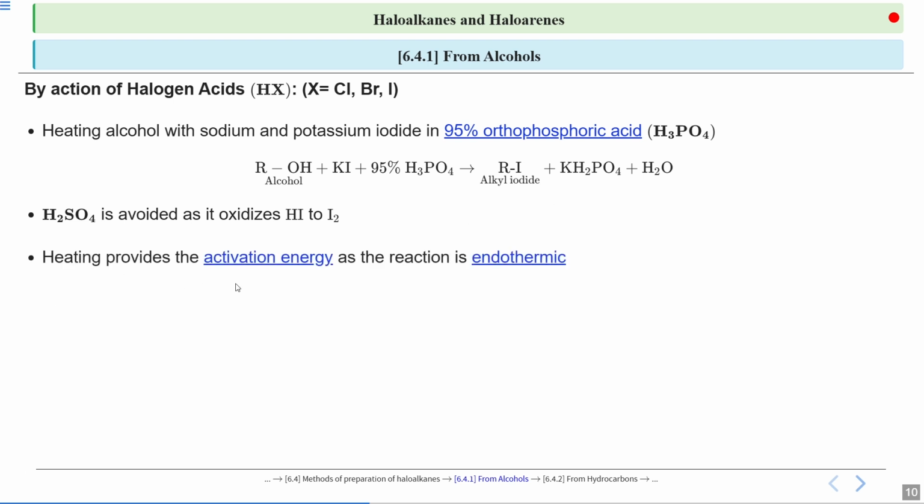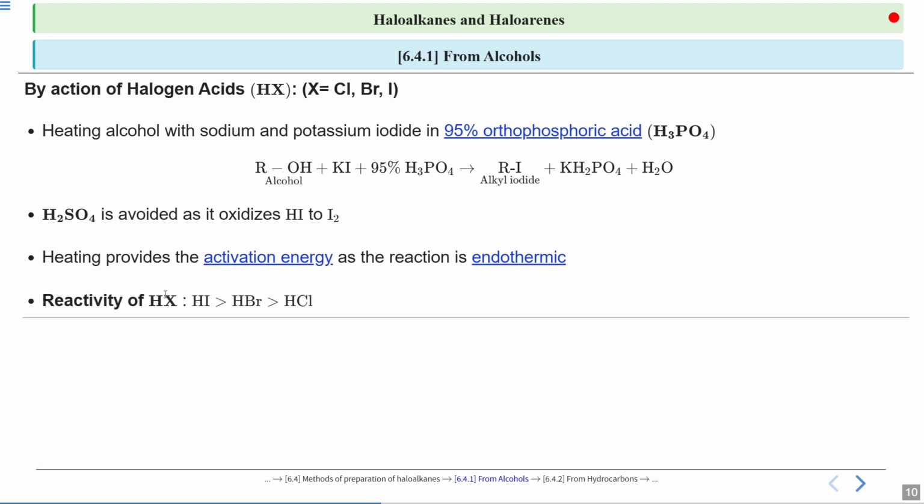Heating here provides the activation energy. Why? Because the reaction is endothermic. So this reaction of alcohol with hydrogen iodide is actually endothermic, which means it requires energy input. That means heat provides the activation energy to overcome the energy barrier, and heating also increases the kinetic energy of the reactants, so there will be more effective collisions and we will get more of the desired product, right?